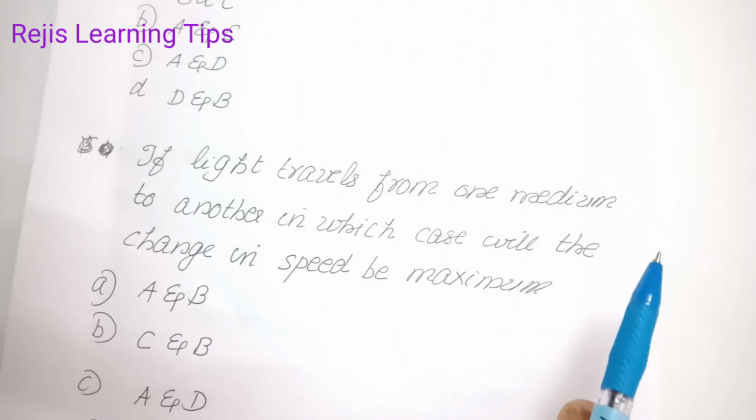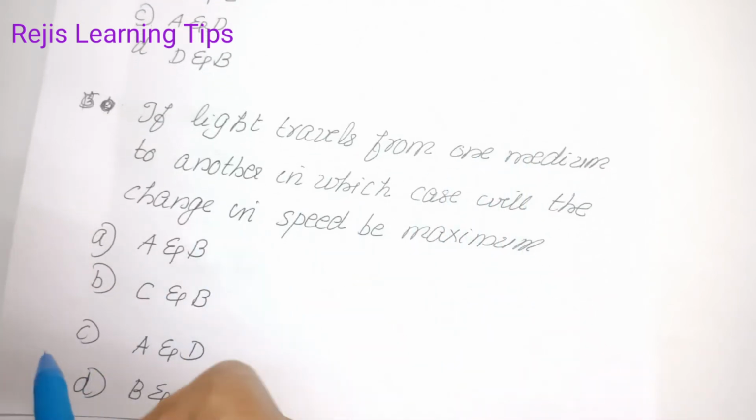If light travels from one medium to another, in which case will the change in speed be maximum? Maximum change is when the light moves between 1.33 and 2.40, that is A and D. So our option is C.